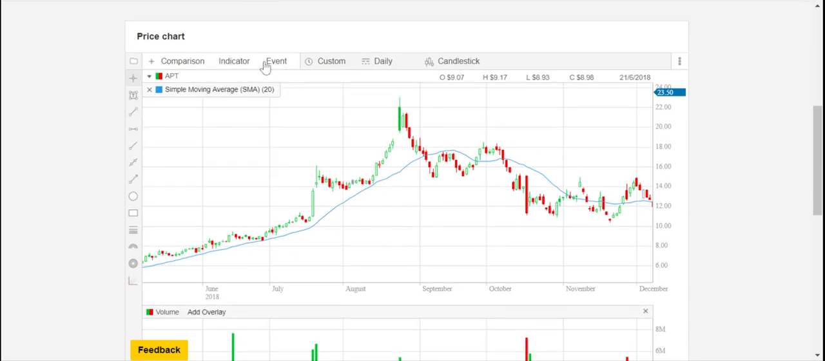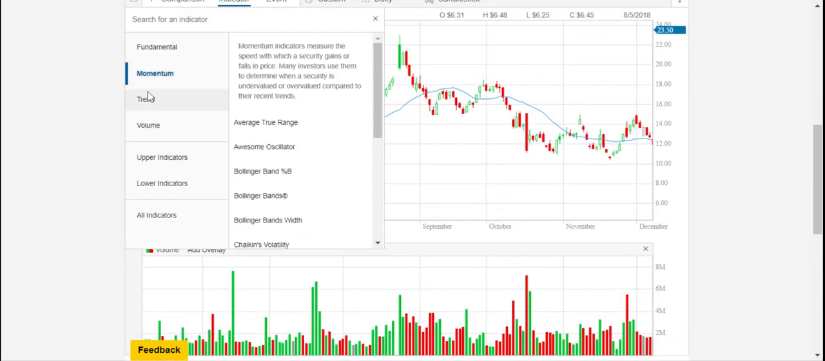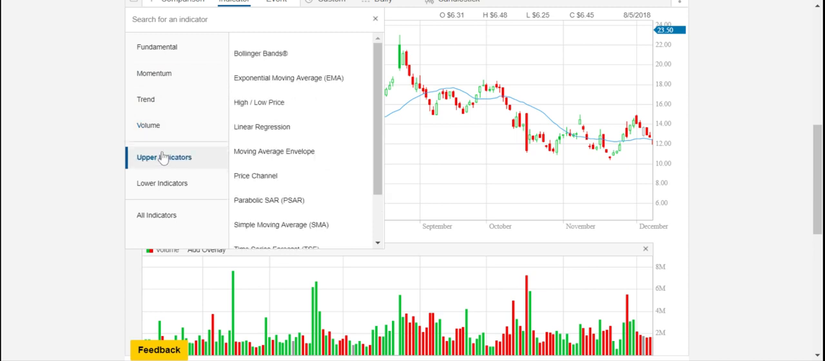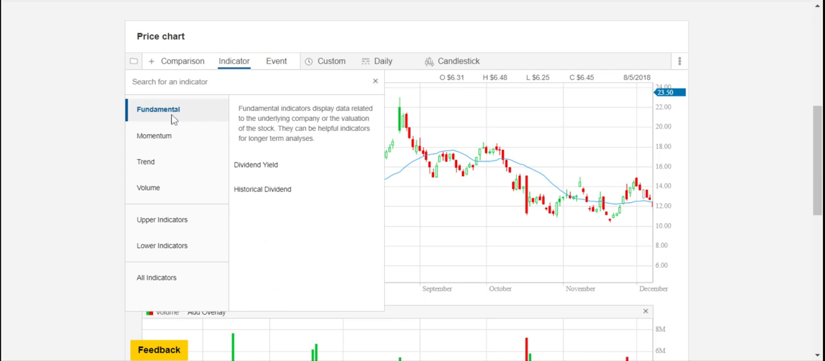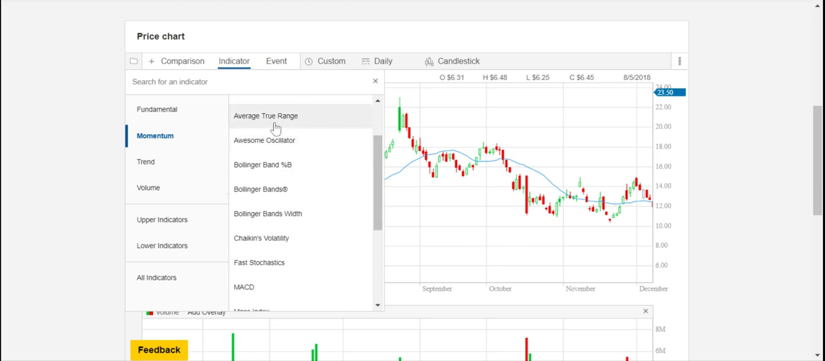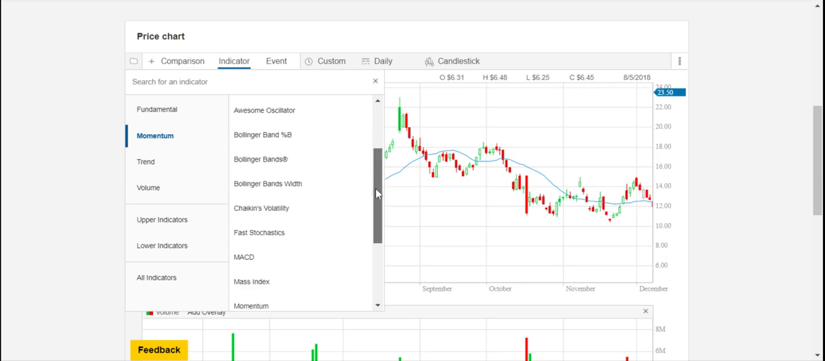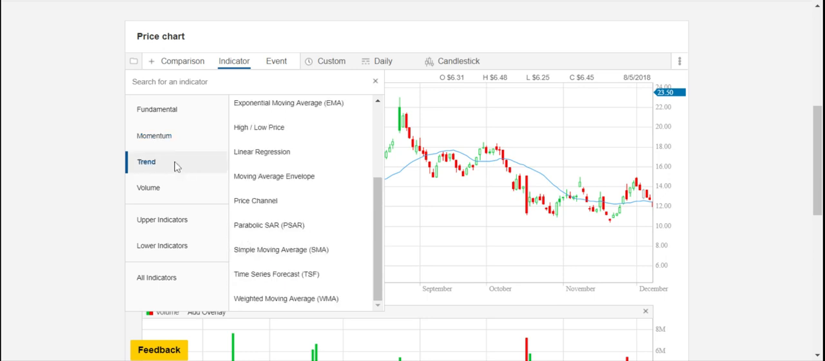I can go to my indicators. You've got fundamental, momentum, trend, and volume. You've got upper indicators, lower indicators, which is basically a combination of some of these other ones. It just depends how you like putting your things together. Or you can click on all indicators and gradually add them all in. Dividend yields, historical dividend. Momentum is things like the average true range, which I use a lot to set my stop losses. Awesome oscillator, Bollinger Band width, fast stochastics, MACD, mass index, momentum. So there's a whole bunch of momentum indicators through there.